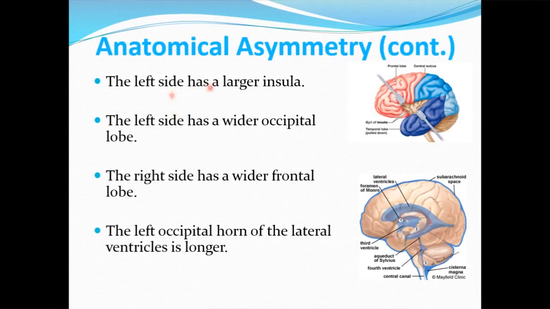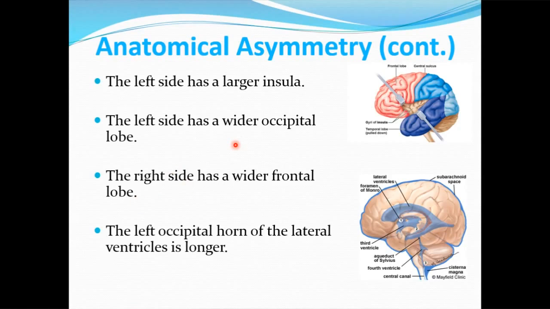Now, the left side of the brain has a larger insula. You remember in this picture, if you come for the brain dissection, you'll see you can actually pull apart that part of the brain and take a look in there. You can see here they use fork-like things to just pull it apart. And the left side has a larger insula. The insula is that part inside there.